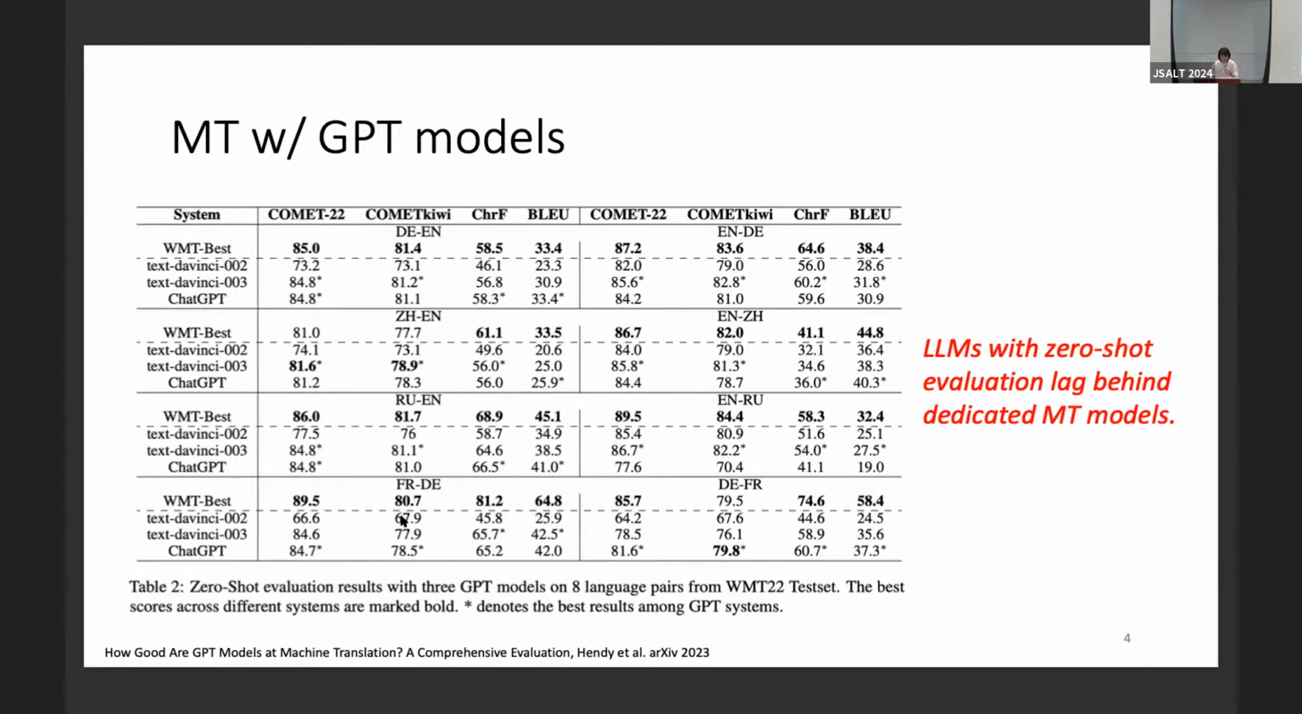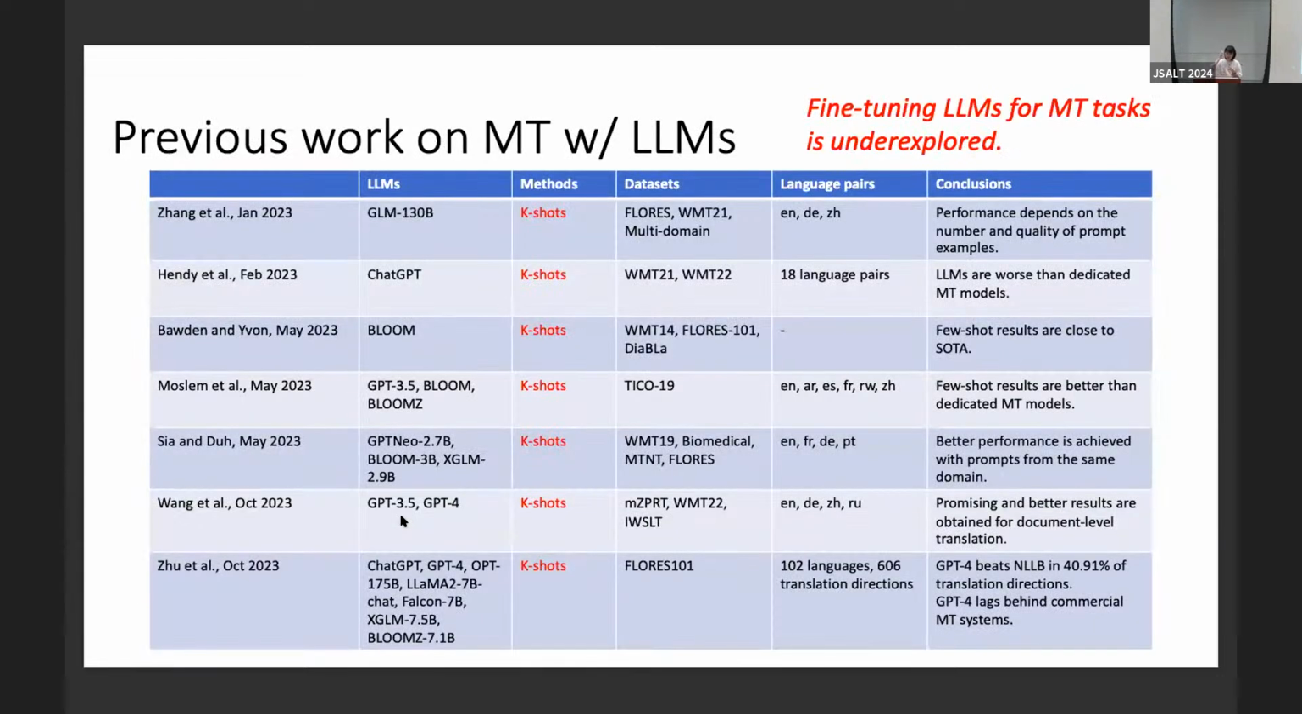I don't think we have time to go through the table, so I'll just skip this. And there's also some work evaluating other large language models besides GPT models on few-shot learning. It is actually more promising to use few-shot learning for machine translation.